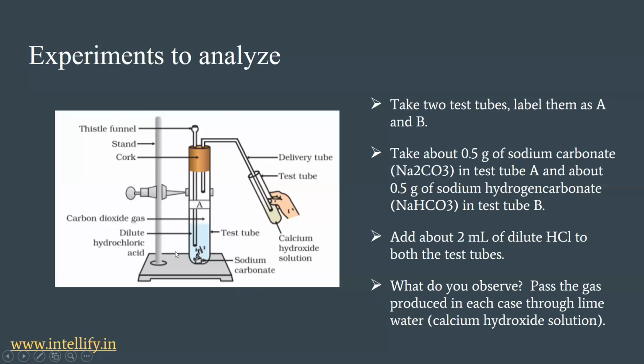As you can see in this picture, there is dilute hydrochloric acid. There is sodium carbonate, which we added initially in the test tube, and the gas which is expelled is given into a calcium hydroxide solution. That is, it is passing through the calcium hydroxide solution.